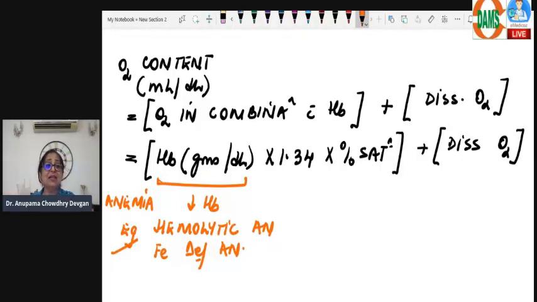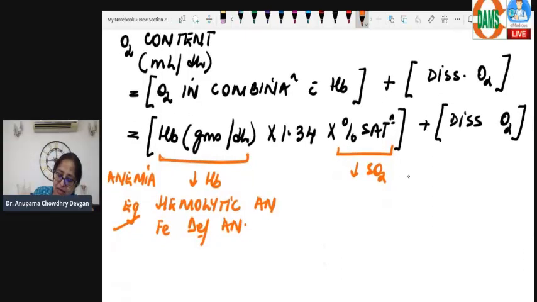Oxygen carrying capacity can also decrease if there is a decrease in saturation. Hemoglobin is normal, but saturation is reduced. Two reasons for anemia: a decrease in hemoglobin or a decrease in saturation. A decrease in saturation will also reduce the oxygen carrying capacity of the blood. And what are the conditions where there is going to be a decrease in saturation? This is seen in methemoglobinemia. What happens in methemoglobinemia? Methemoglobin.